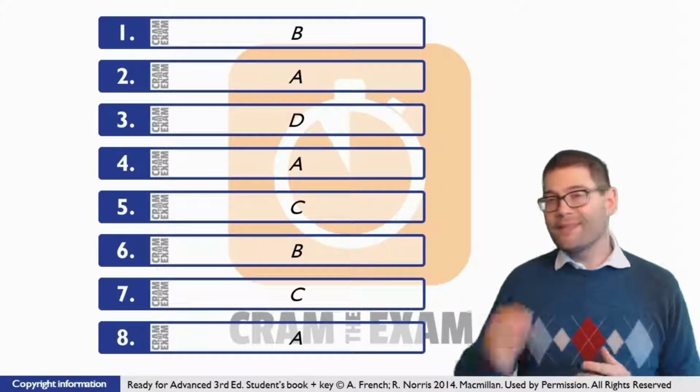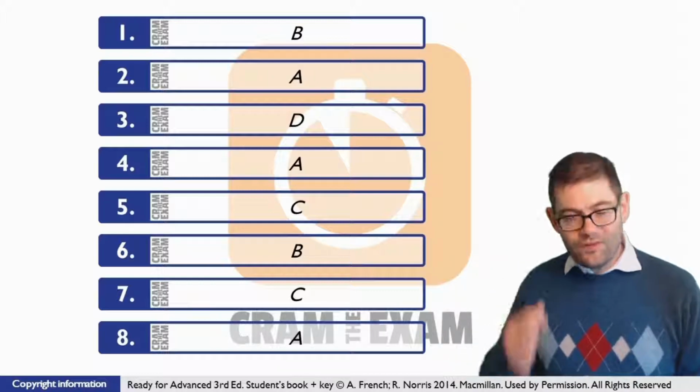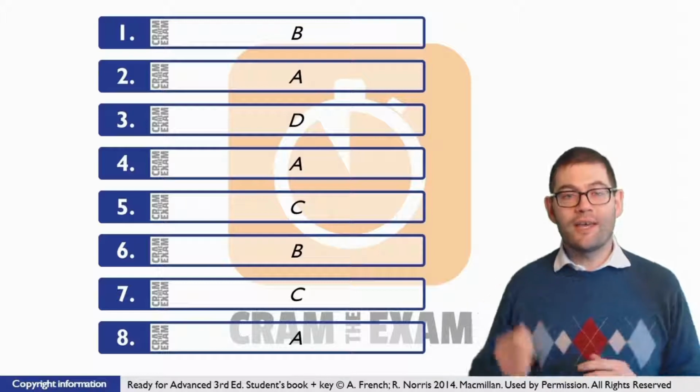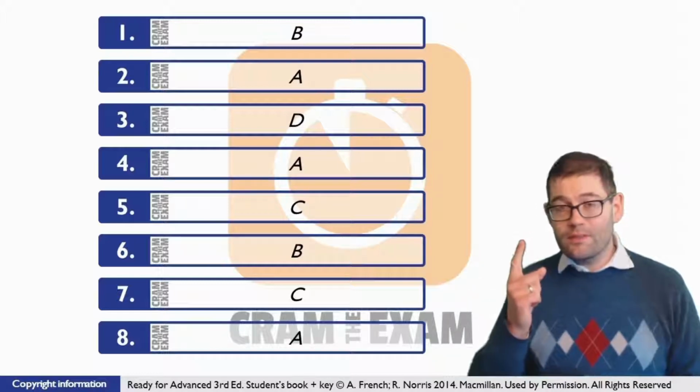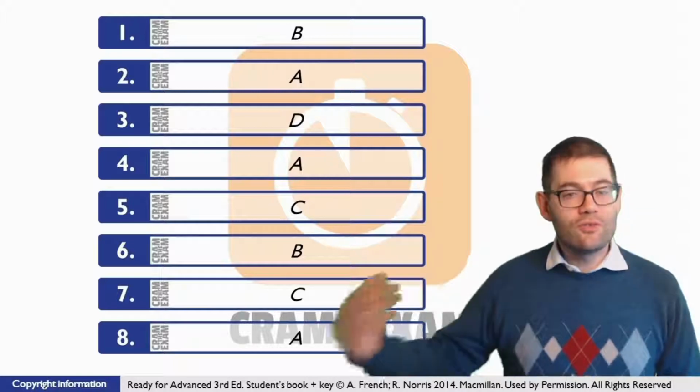For question 8, the key word here is the preposition into. Which of these answers for number 8 collocates with into? Only one of them does, and of course it's A, transformed. Transformed into something else.